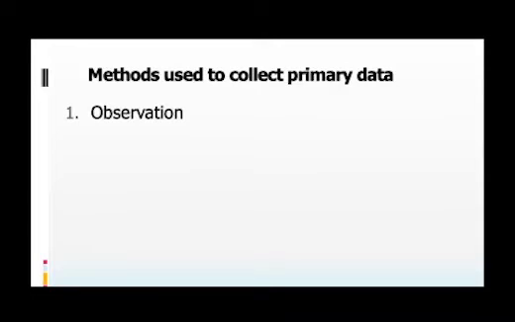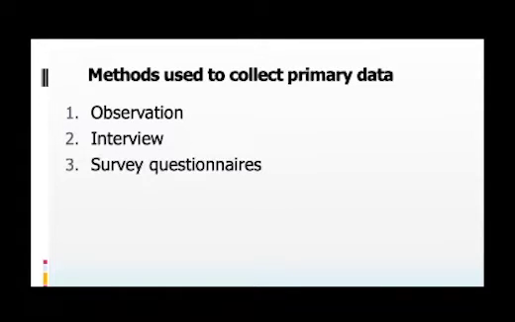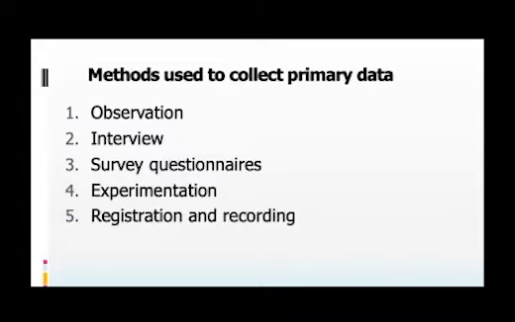So we have this through observation. Second is through interview, using survey questionnaire, experimentation, registration and recording, and lastly, case study. Now, we won't discuss much experimentation because this does not seem to be part of the course in research 1, and we won't discuss as well case study.